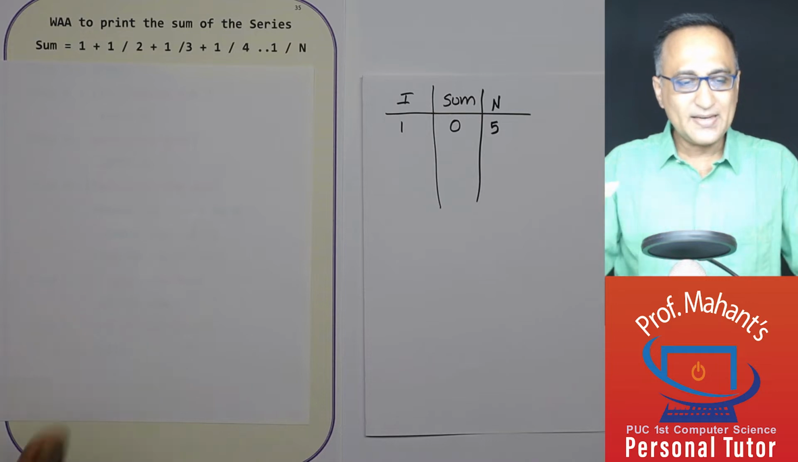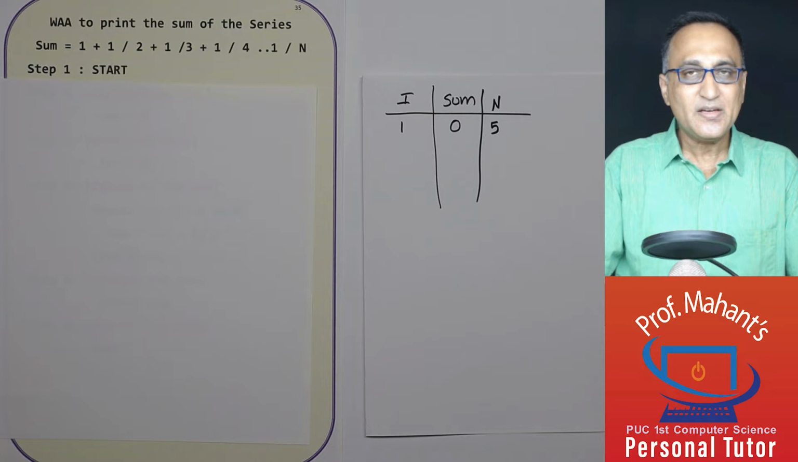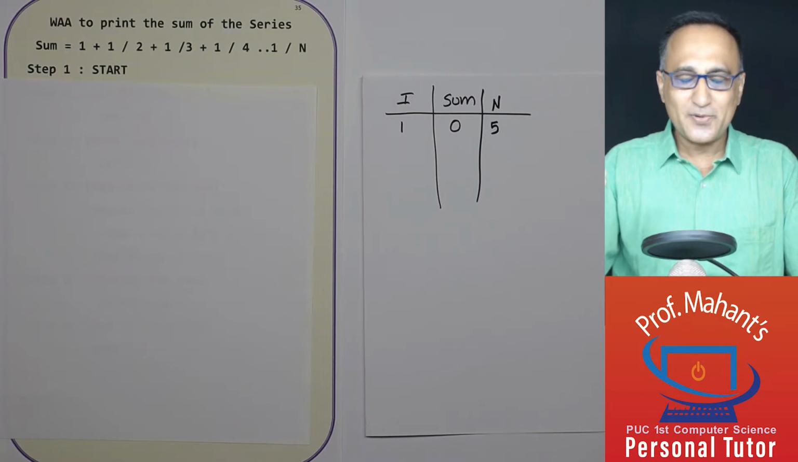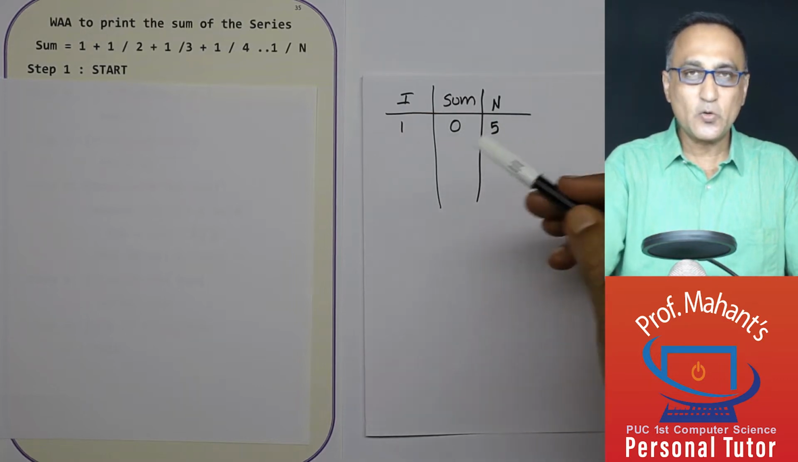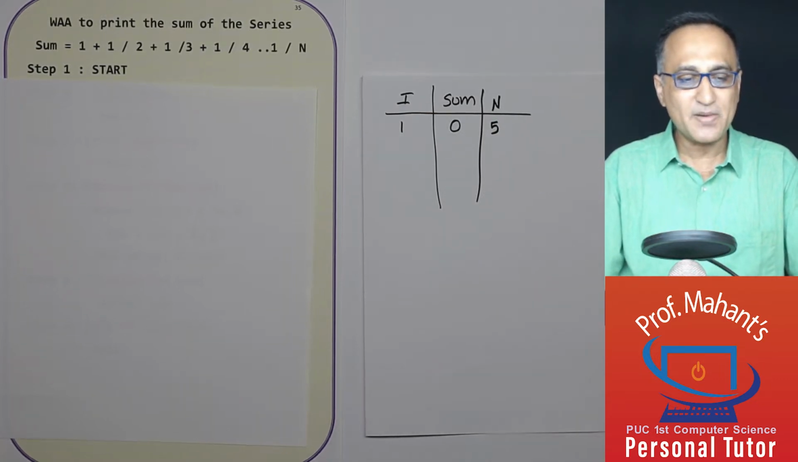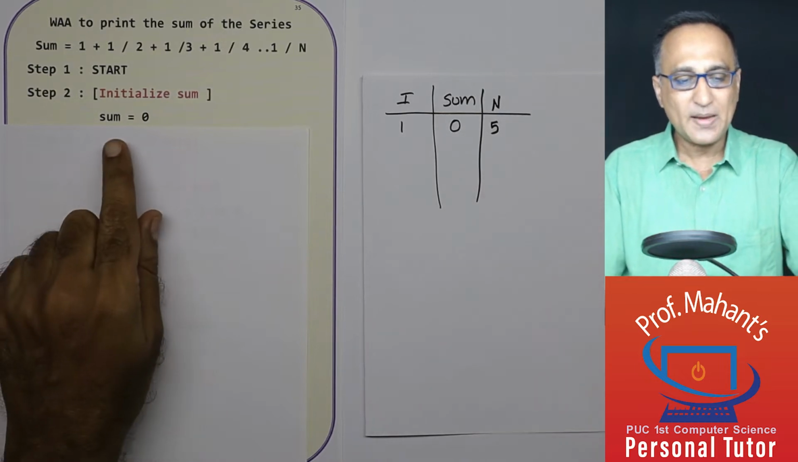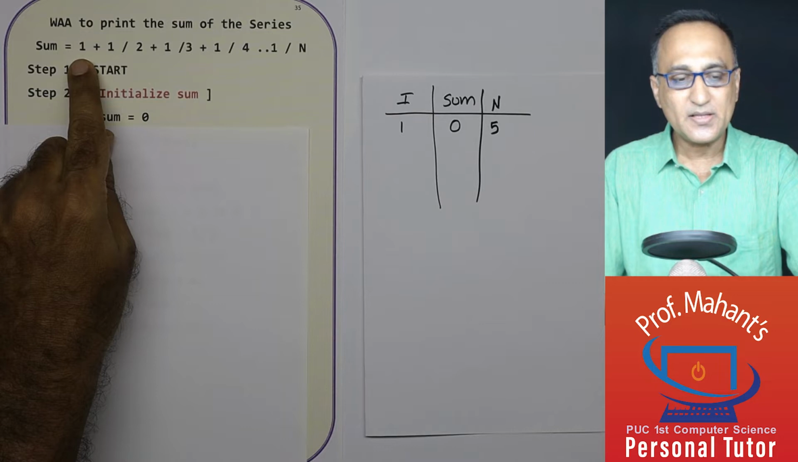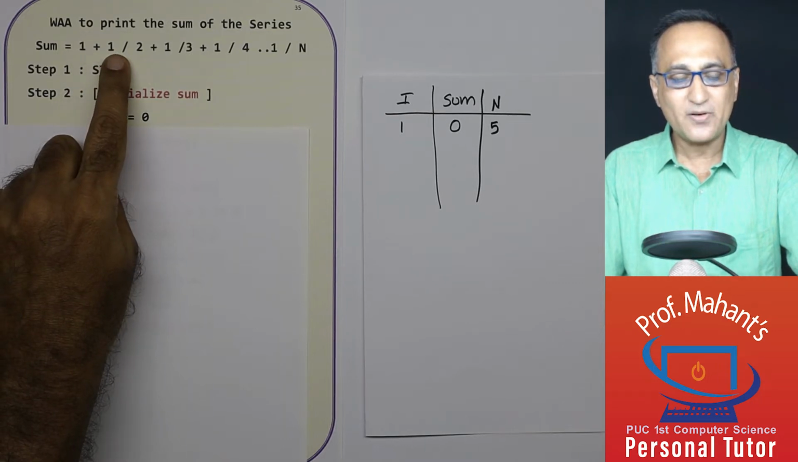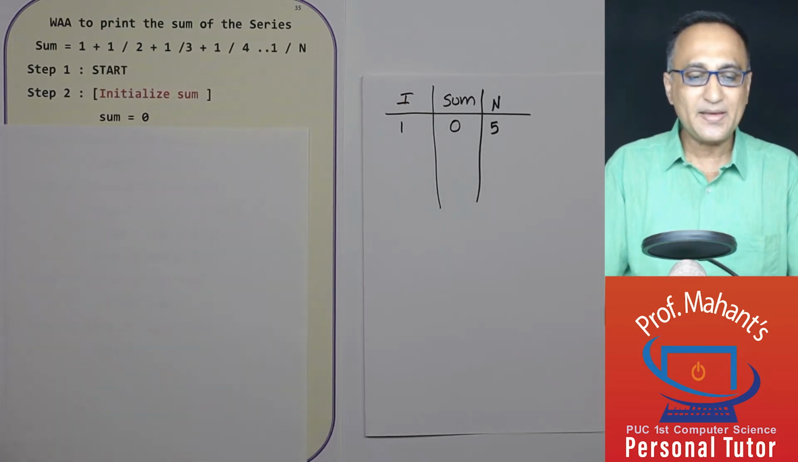Before we go there, let's take a look at the logic. First step, as usual, start. In the previous algorithm, I did not show you the initialization of sum. It is a good idea to make the value of the sum memory location 0 because that is what you will be doing in your program. So initialize sum to 0, because this is going to be 0 plus 1, then 1 plus half, then half plus 1 by 3 plus 1 by 4, all the way up till 1 by n.